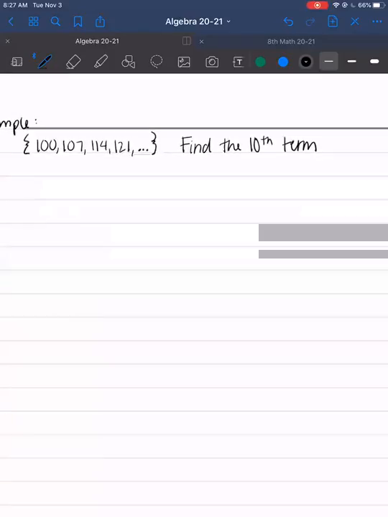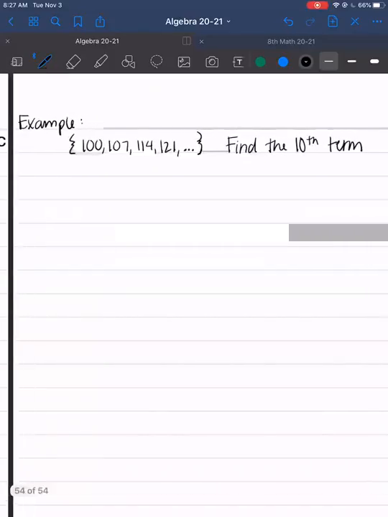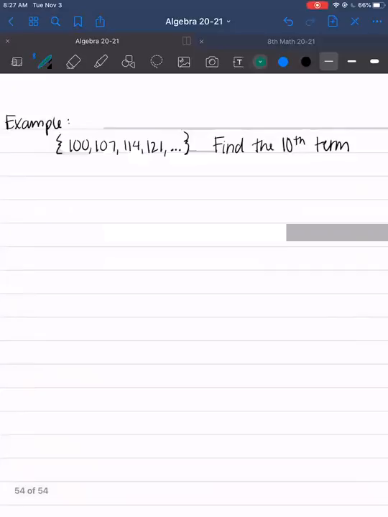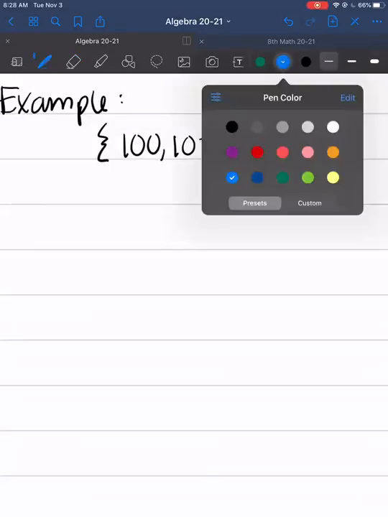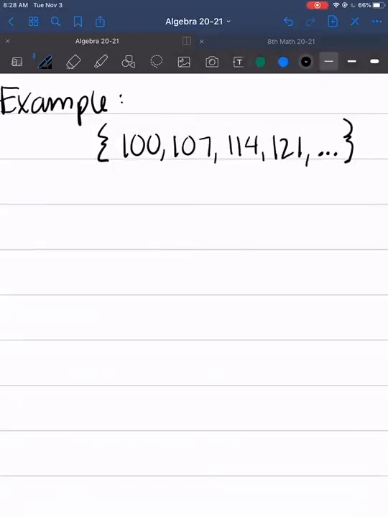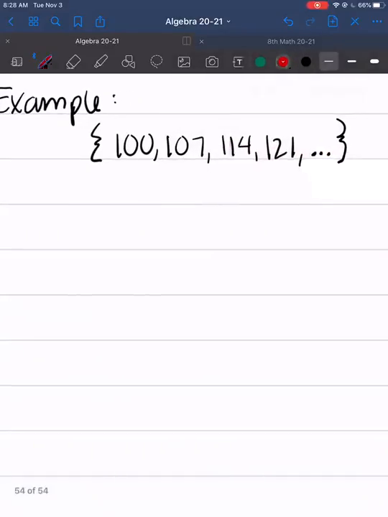Find the 10th term. First, we're going to do it in explicit, and then we'll do it in recursive. Actually, before I go into that, I want to talk about our 2 steps. We have 2 steps to do this.